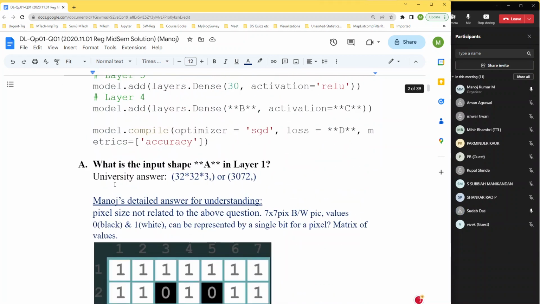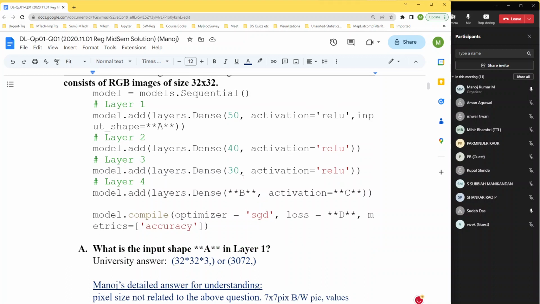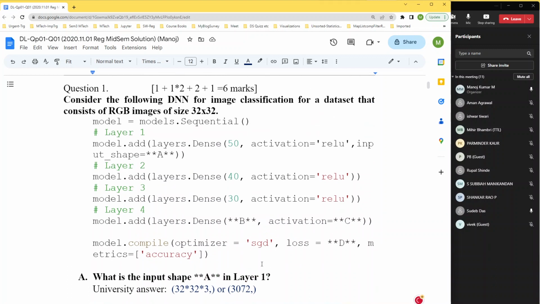So the question was, what is the input shape in layer 1 when you have a 32 by 32 RGB image? So this one is clear? Does anyone have doubt on this? It's a very simple one.